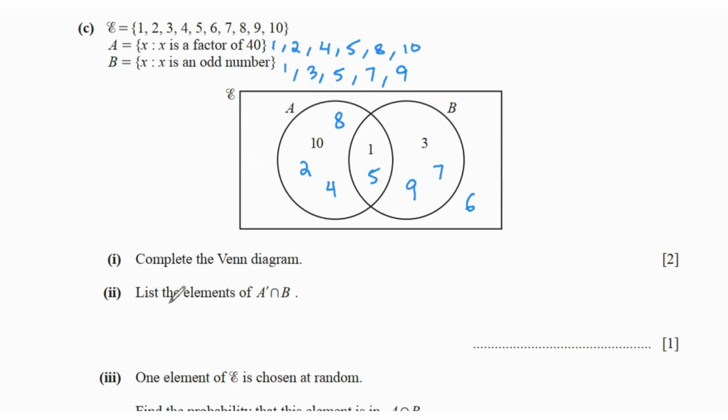Now it says list the elements of A complement intersection B. So anything that is not a part of A but intersecting with B. So that's going to be 3, 7, and 9. These are the elements that are not a part of A but intersecting with B.